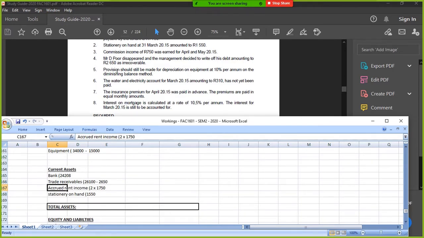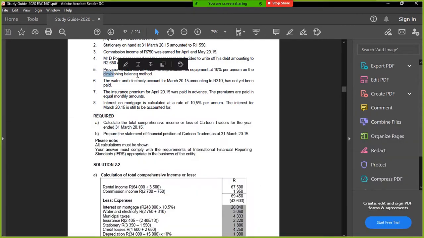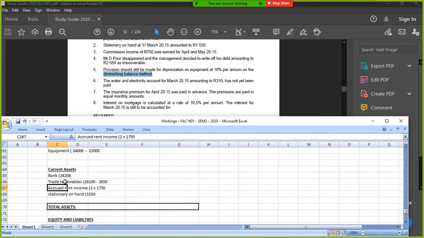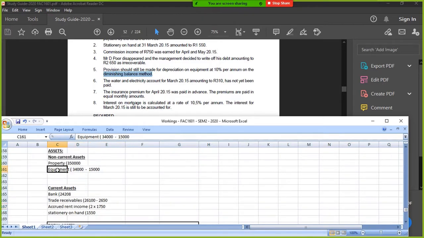Number 5, provision should still be made for depreciation on equipment at 10% per annum using diminishing balance. Very important. Right, we've spoken about diminishing balance using carrying value. Okay, revision. 1502. Go to your equipment. There's your equipment. Okay. I'm going to subtract, open brackets, depreciation. The depreciation is going to be calculated using diminishing balance. I know I'm dealing with equipment, so I'm going to say 34 minus 15, and I'm going to multiply that by 10%. Okay, and that'll be in another bracket.